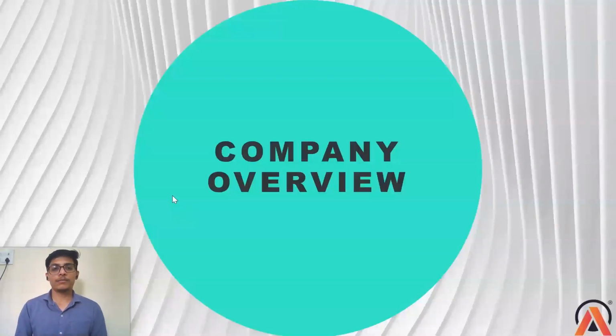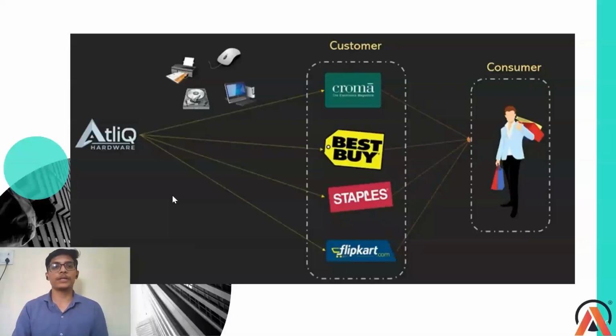Now let's look at the basic business model of the company. AtliQ Hardware manufactures computer peripherals and sells them to their customers. Their customers are like Chroma, Best Buy, Staples, Flipkart, Amazon, and so on. Then they sell the products onward to the consumers. So AtliQ does not sell the products directly to the consumers.